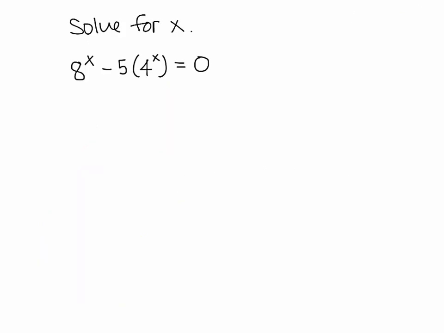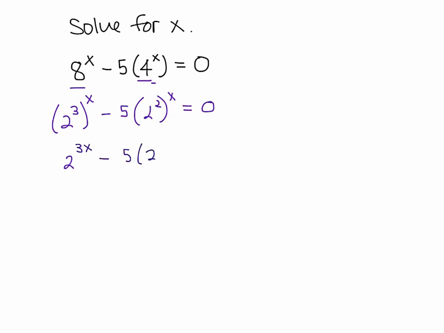Solve for x. We're given 8 to the x minus 5 times 4 to the x is equal to 0. Let's rewrite the 8 and 4 in base of 2. So we have 2 raised to the third power, which is equal to 8, raised to x, minus 5 times 4, which is equal to 2 raised to the second power, to the x, is equal to 0. So we have 2 is a power to a power, so 2 to the 3x minus 5 times 2 to the 2x is equal to 0.